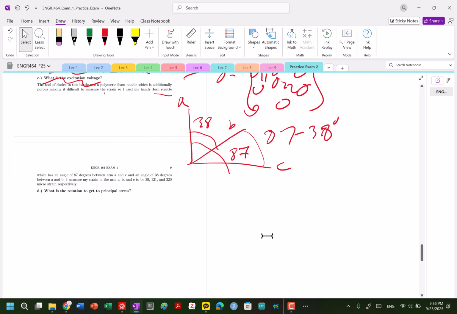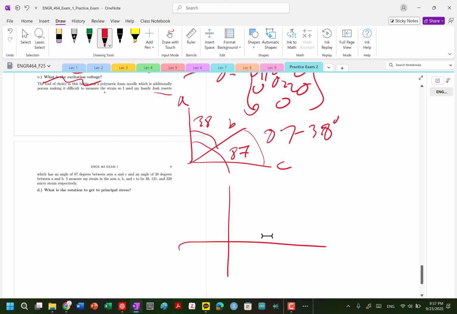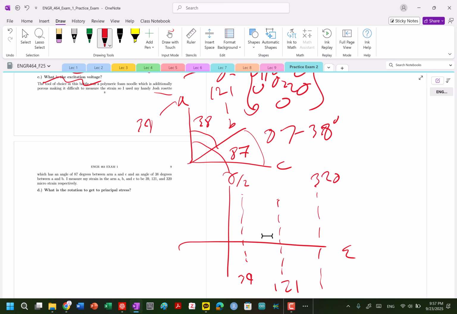So we have strain here, we have shear strain here, and in arm A we get 39. So we have a dashed line here at 39 microstrain. B is 121, and then C is 320.